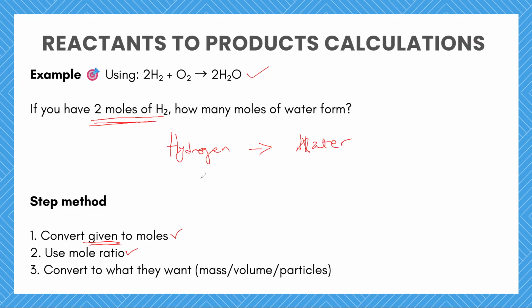Now, from the chemical equation, you can see the amount of hydrogen that is reacting is 2H2, and the amount of water that was produced is 2H2O. So what does this mean? It means 2 moles of hydrogen reacted to form 2 moles of water. So therefore, the mole ratio becomes 2:2.